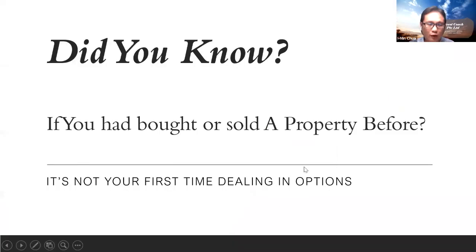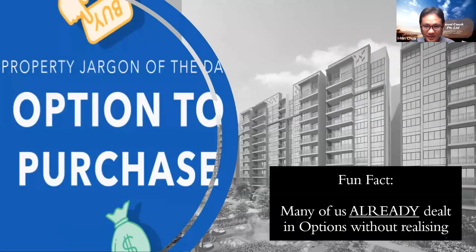Now, in fact, most of us have dealt with options before, especially if you have bought or sold a property. Basically, like I said, an option is a contract. Of course, a property option is just a contract between two parties. A stock option is something whereby you can buy from the stock market. But the mechanism, the theory, is actually the same.